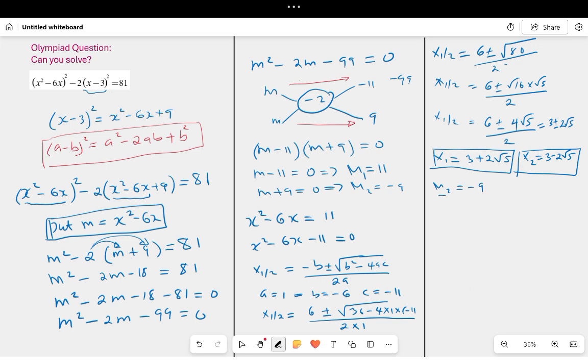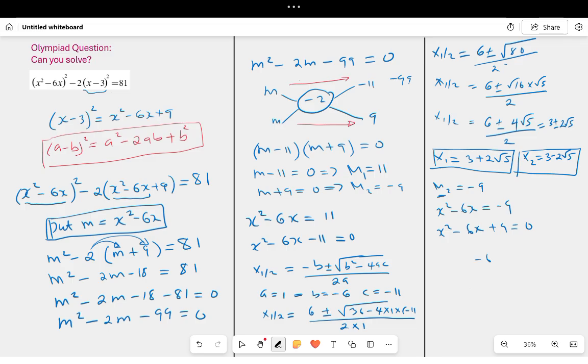Now, instead of writing this m, we are going to replace it back with x squared minus 6x equal to -9, which is going to be x squared minus 6x plus 9 equal to 0. Clearly, this equation has factors. We can solve this quadratic equation by factorization.